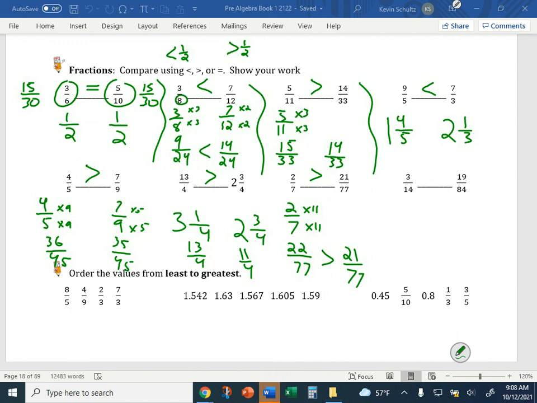Lastly, 3/14 and 19/84. That's the year I was born, 1984. I probably did that on purpose. Haley. Yeah, so the scale factor from 14 to 84 is 6. So we only have to multiply one fraction. We're going to multiply by 6 and by 6. That gives us 18/84 compared with 19/84. And so 18/84 is less than 19/84, less than symbol.